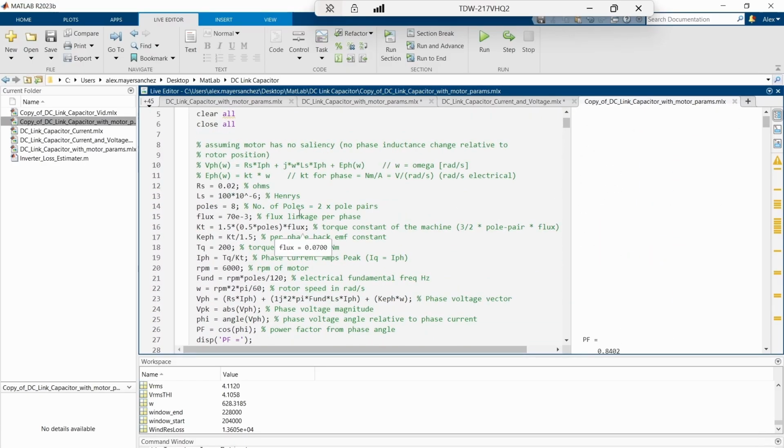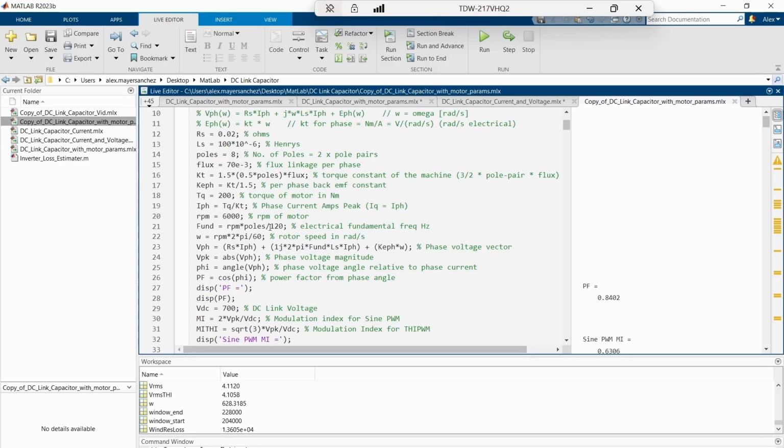But if you have a motor as a load, you can input all of these characteristics of your motor and calculate what power factor and modulation index you want. Maybe I'll just plug in something else. Let's see, like 12,000 RPM, 300 Newton meters. Let's see what we get.